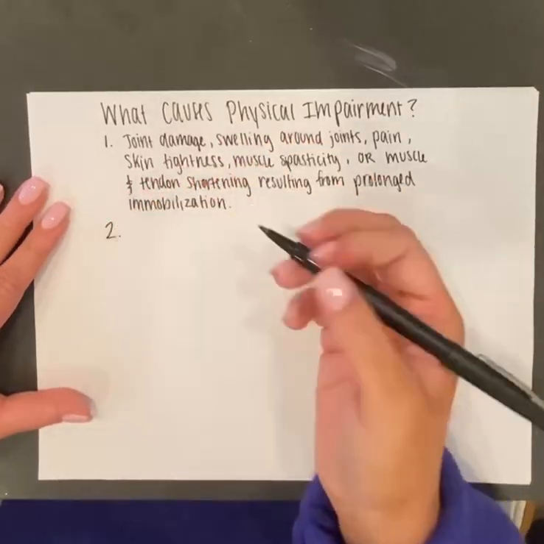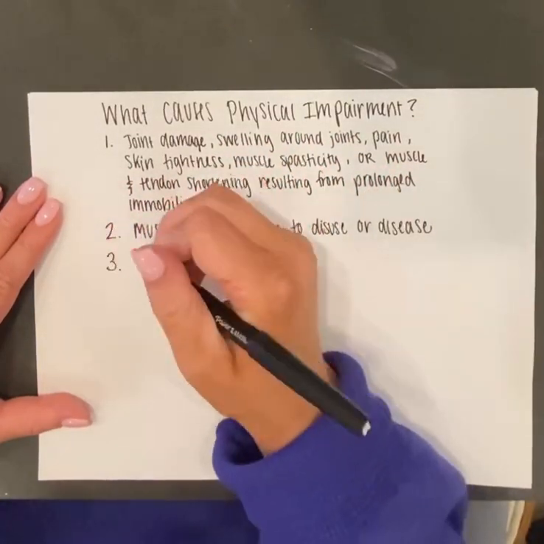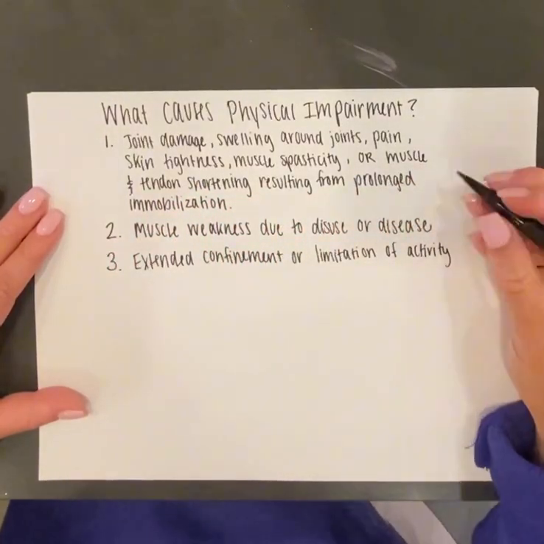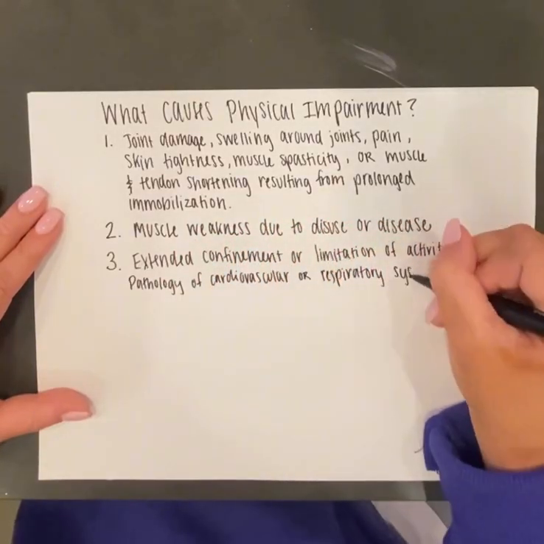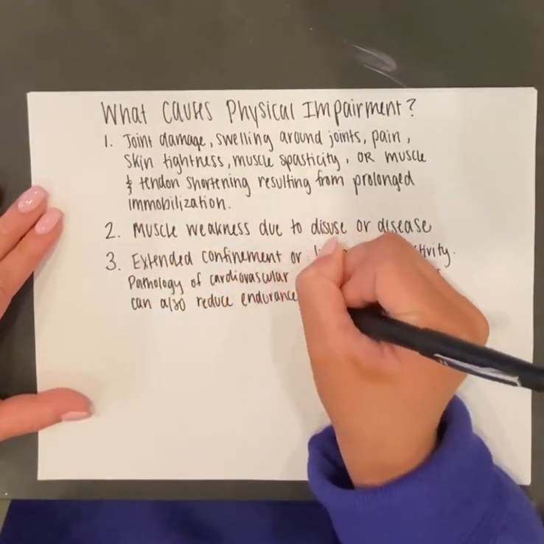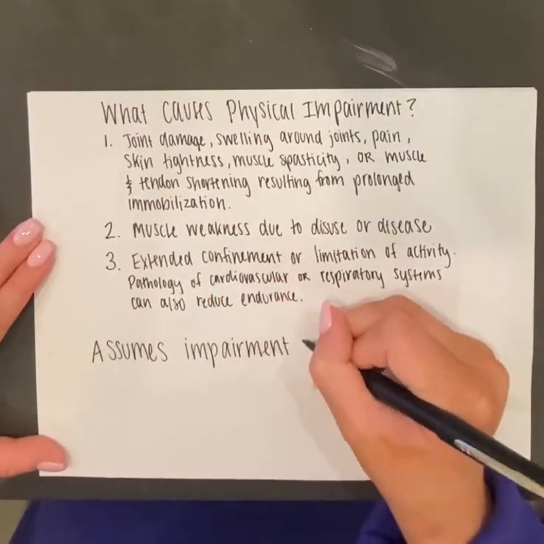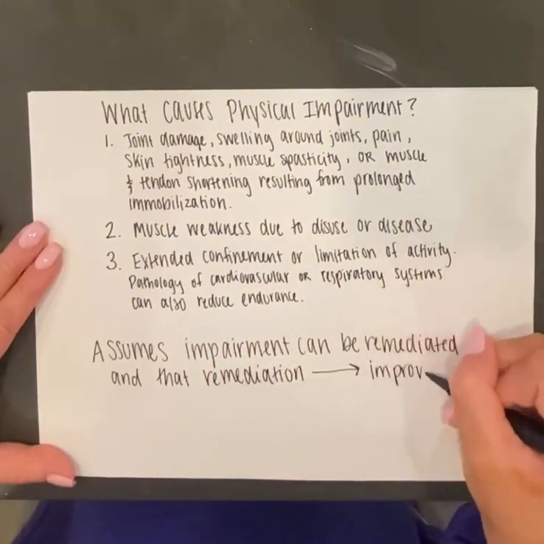And for our second point here, muscle weakness due to disuse or disease. And third of all, extended confinement or limitation of activity. Here we have the pathology of cardiovascular respiratory systems, which can also reduce the endurance we are looking at here. This approach assumes impairment can be remediated, and that remediation pretty much means improved occupational performance.